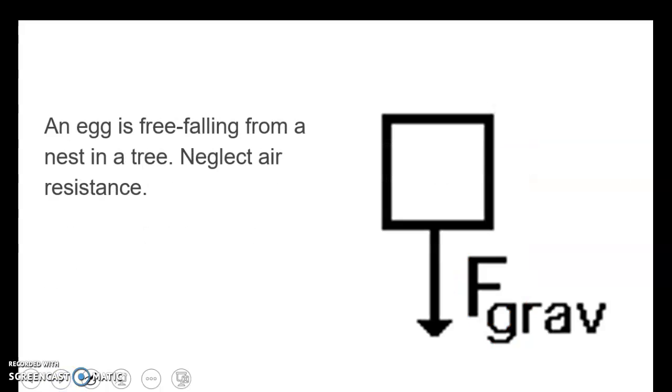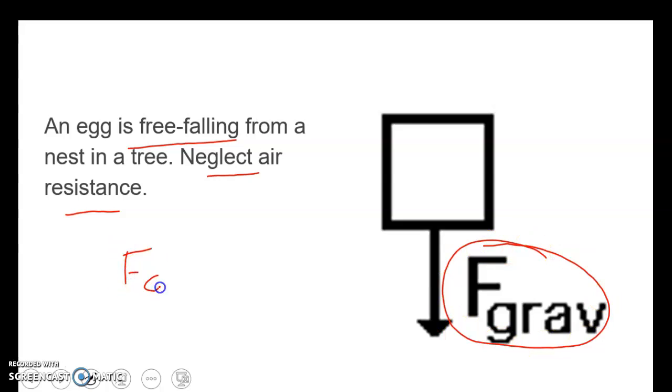An egg is free falling from a nest in a tree. Neglect air resistance, and you'll see this a lot. So if an object's falling, the only thing acting on it is gravity. There's nothing else. We're not pushing it. We're not throwing it. Even if we throw it, once it leaves our hand, we're not applying a force to it. So when something's in free fall, the only thing acting on it is gravity. And remember the force of gravity? If I wanted to find it, I take mass times g. And on Earth, that would be 9.8.